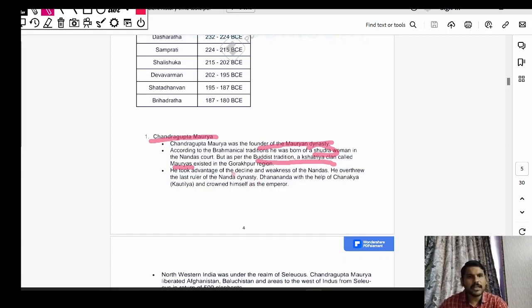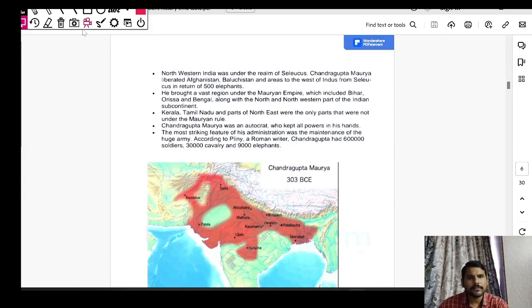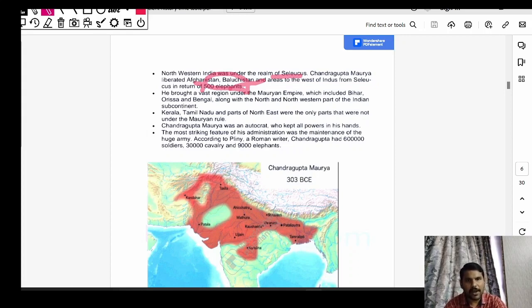He took advantage of the decline and weakness of the Nanda Empire. We have already seen the last Nanda ruler, Dhanananda. With the help of Kautilya or Chanakya, he deposed the last emperor Dhanananda and established the Maurya dynasty. Northwestern India was under Seleucus Nicator. He defeated Seleucus Nicator and liberated Afghanistan, Baluchistan, etc. In return, Seleucus gave his daughter Helena in marriage, and he also gave 500 elephants.